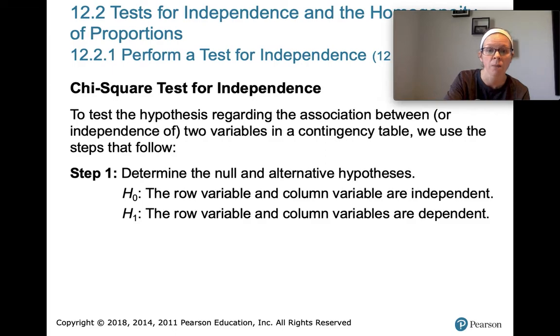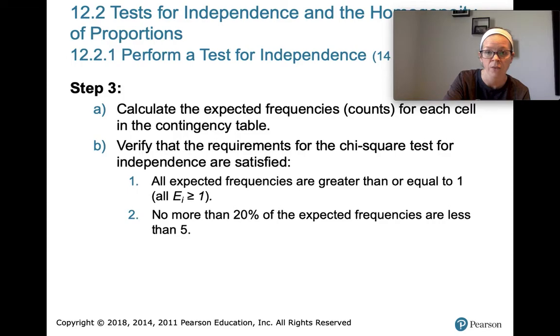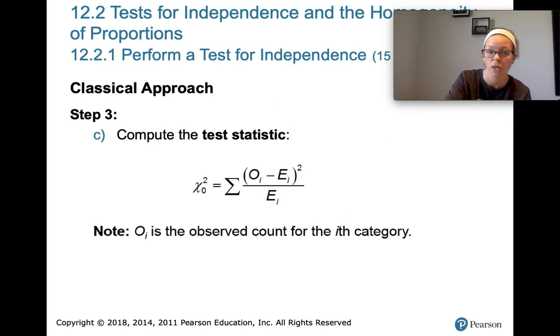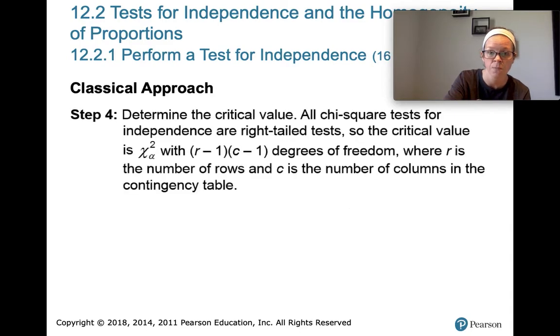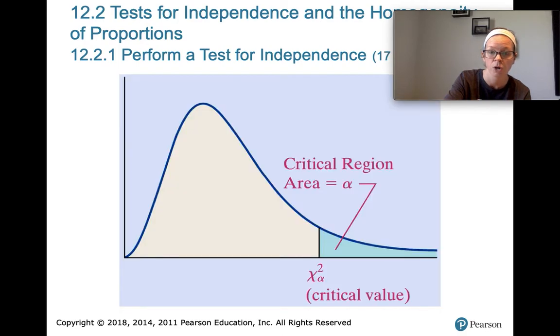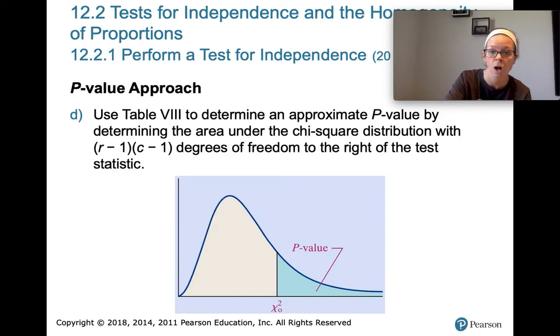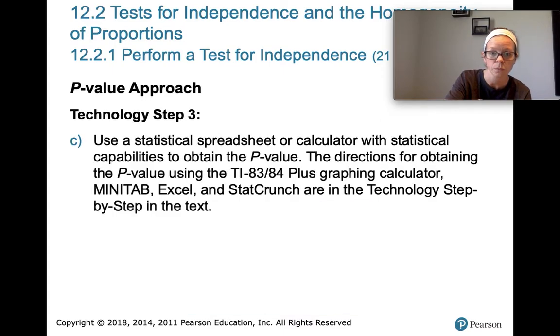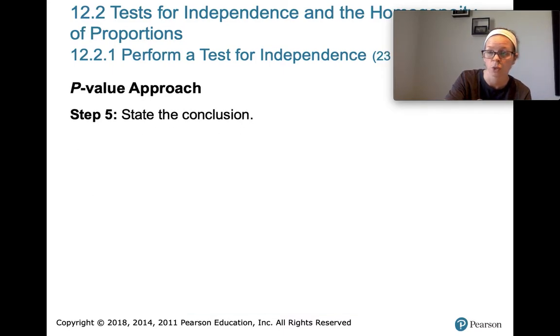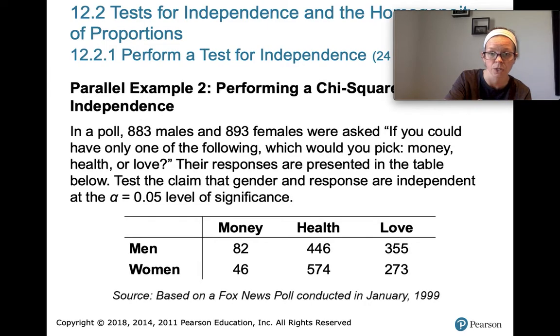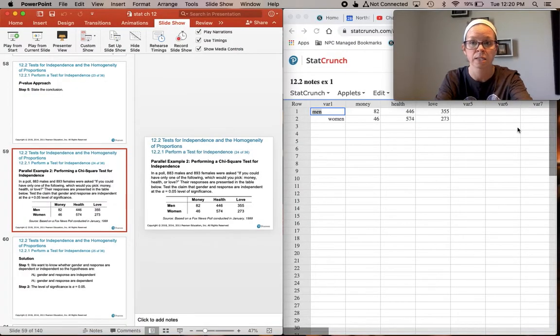So our null hypothesis is that the variables are independent of each other, and the alternative is that they are dependent on each other. We choose our alpha level, make sure that we have met those requirements for the expected counts. Calculate chi-square, we're going to use technology to do that. And determine our critical value or our p-value. And decide, do we reject or not reject, and state that conclusion. So let's look at how to do that in StatCrunch.